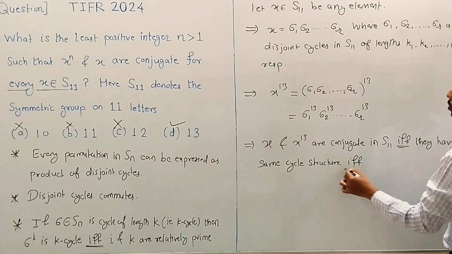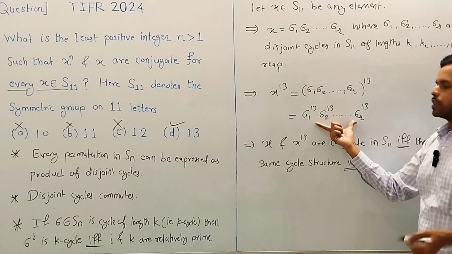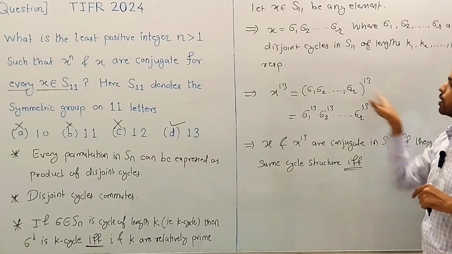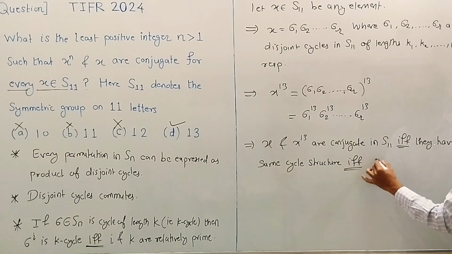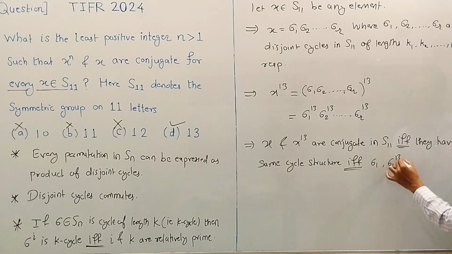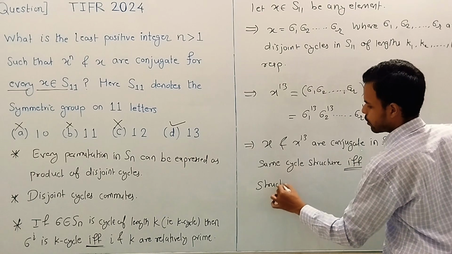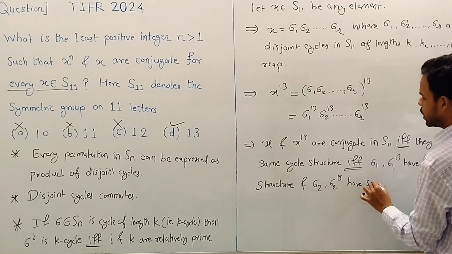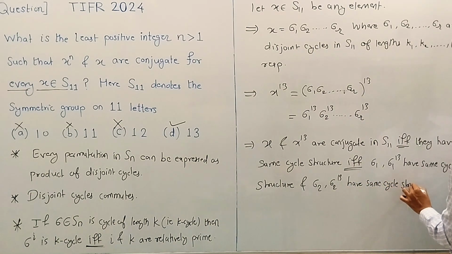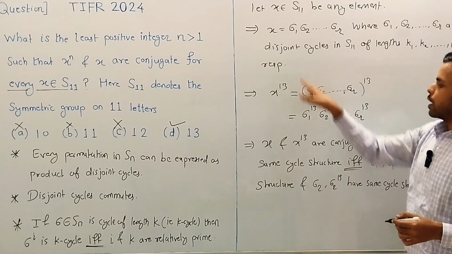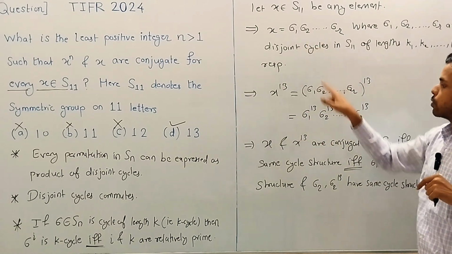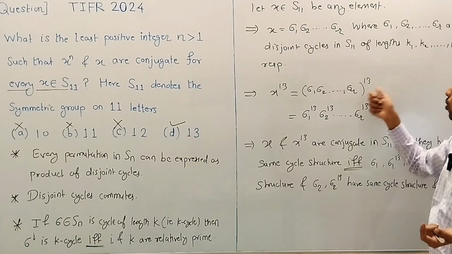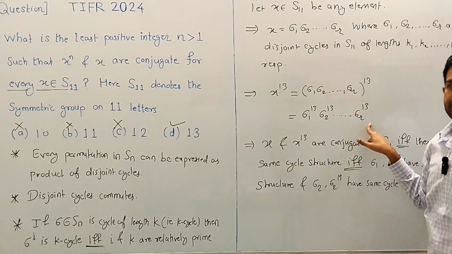And this is if and only if x and x to the power 13 have the same cycle structure, if and only if these independent cycles have the same cycle structure, that is, if and only if sigma 1 and sigma 1 to the power 13 have the same cycle structure, sigma 2 and sigma 2 to the power 13 have the same cycle structure, and so on up to sigma r and sigma r to the power 13 have the same cycle structure.